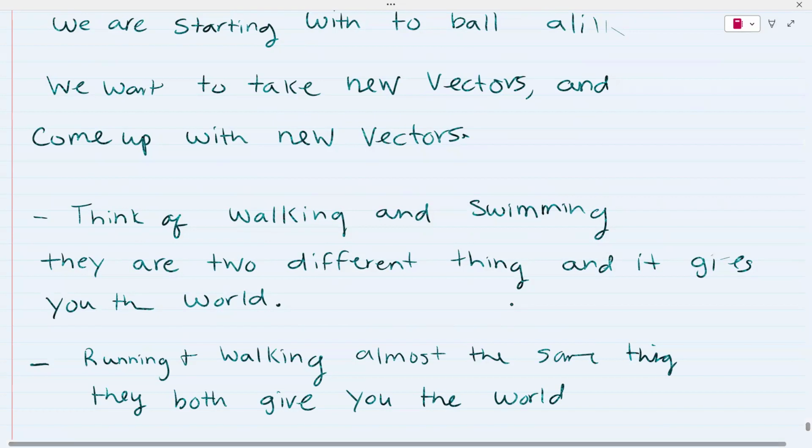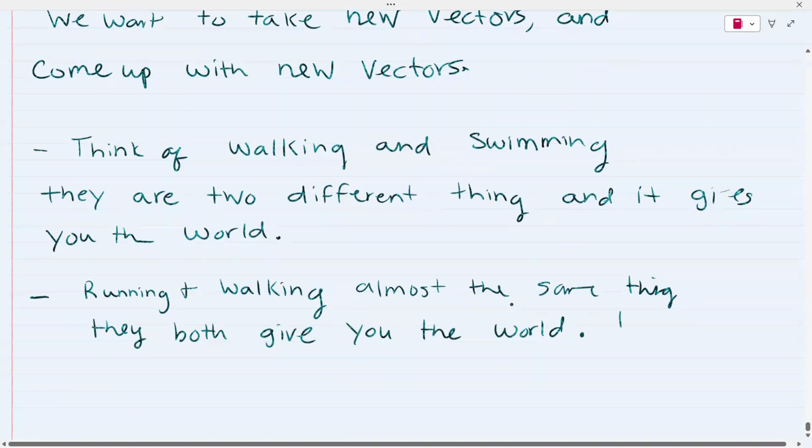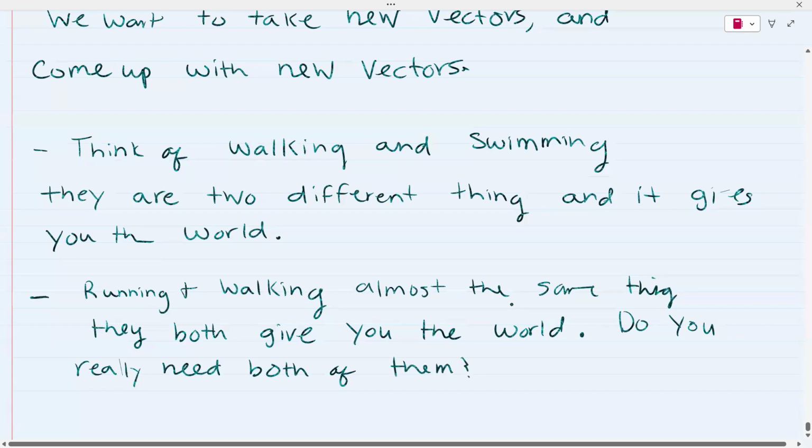But do you really need both of them? So the question is, do you really need both of them? They're almost the same thing. So that's why that doesn't work. No, running is a scalar multiple of walking. So no, running is a scalar.